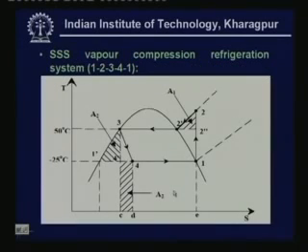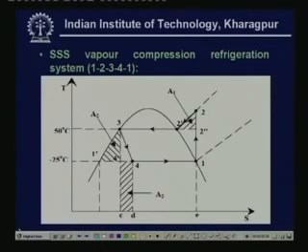Okay, this is a standard vapor compression refrigeration system. Here it is convenient to represent this on a TS diagram. So, you can see that on the TS diagram, cycle 1, 2, 3, 4 is your SSS cycle. So, 1 to 2 is your compression process, 2 to 3 is heat rejection in the condenser, 3 to 4 is the throttling process, and 4 to 1 is isobaric, isothermal heat extraction.